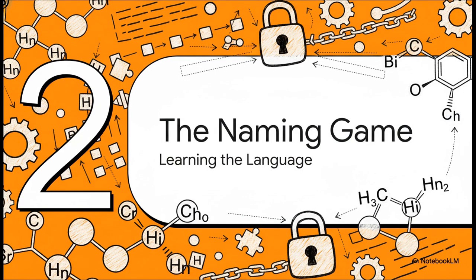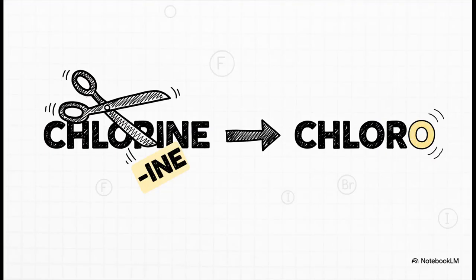So now that we know what they are, let's learn how to speak their language. I know, naming chemical compounds can seem a little intimidating, but trust me, it's really just a set of rules. Once you know them, it's like you've cracked a secret code. The first rule, the golden rule, is super simple. All you do is take the name of the halogen, like chlorine, you drop that "ine" at the end, and you swap it with an O. So chlorine becomes chloro, bromine becomes bromo. You get the idea. Easy, right?